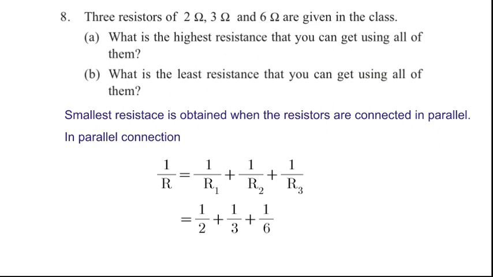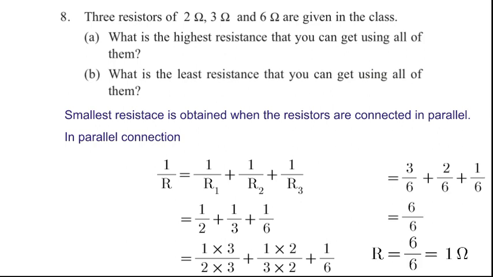Now you need to convert 1 by 2 to a fraction with 6 as its denominator. For this, you may multiply 2 by 3. While multiplying the denominator 2 by 3, the numerator also must be multiplied by 3. That is, we may rewrite it as 1 into 3 divided by 2 into 3, plus 1 into 2 divided by 3 into 2, plus 1 by 6.